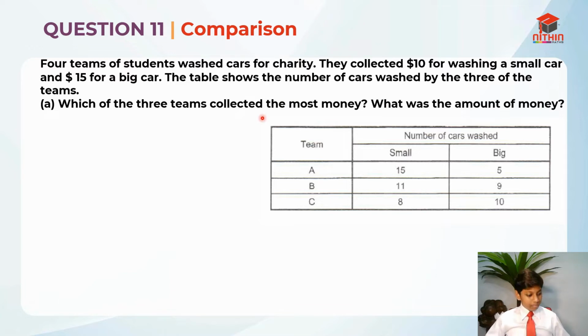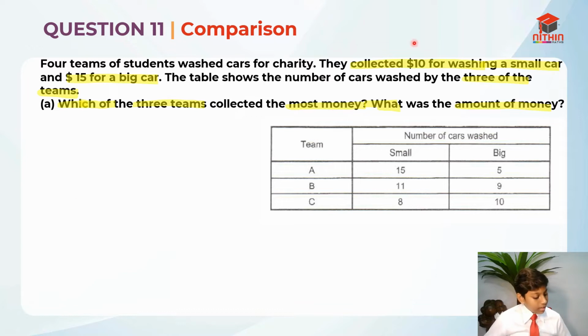So they are asking us to compare for only these 3 teams, not the 4th team, because we do not know that. So let's highlight the key information now. 4 teams of students washed cars for charity. They collected $10 for washing a small car and $15 for a big car. The table shows the number of cars washed by 3 of the teams. So which of the 3 teams collected the most money? What was the amount of money? They're asking for the team and the amount of money.